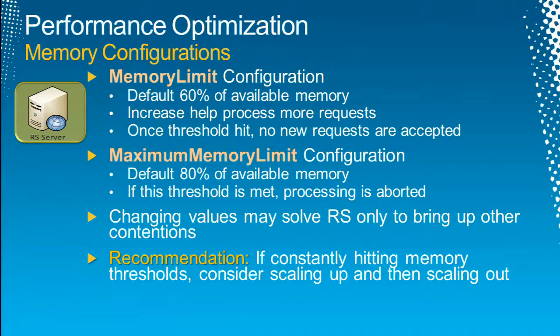Beyond that, if it starts consuming more than 80% of memory, then we start aborting requests, and we basically do not take in new ones until we can reclaim more of the memory. So these are memory limits that you can configure inside the rsconfig file. Based on whatever performance and scale needs you have for your Reporting Services process, you can test it out and determine what meets your organization's needs best in terms of memory configurations.